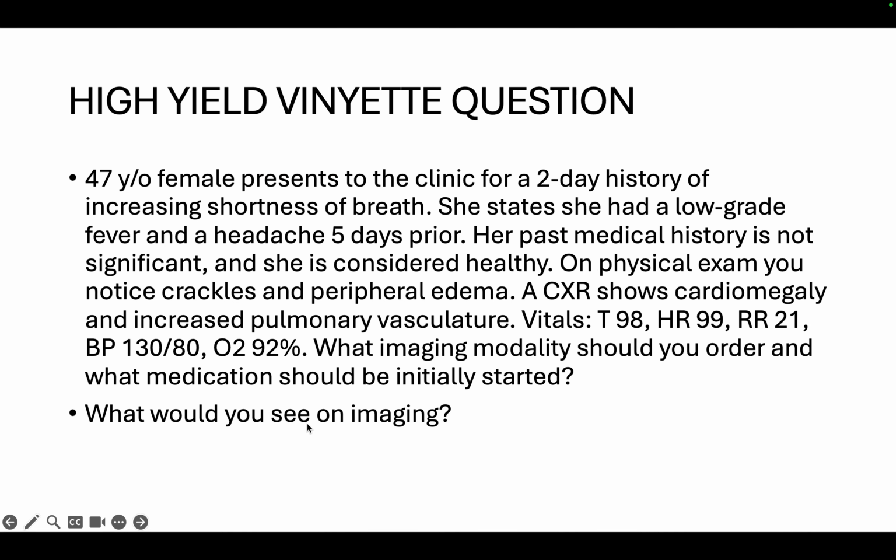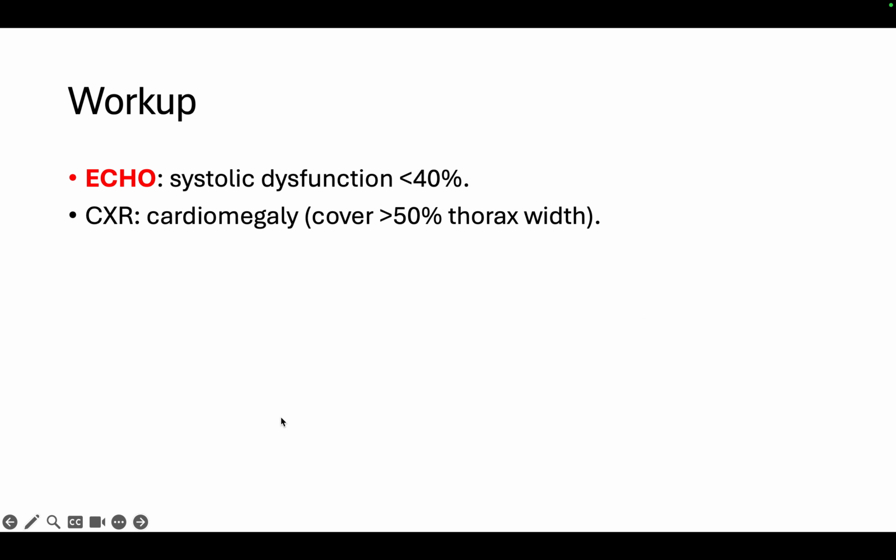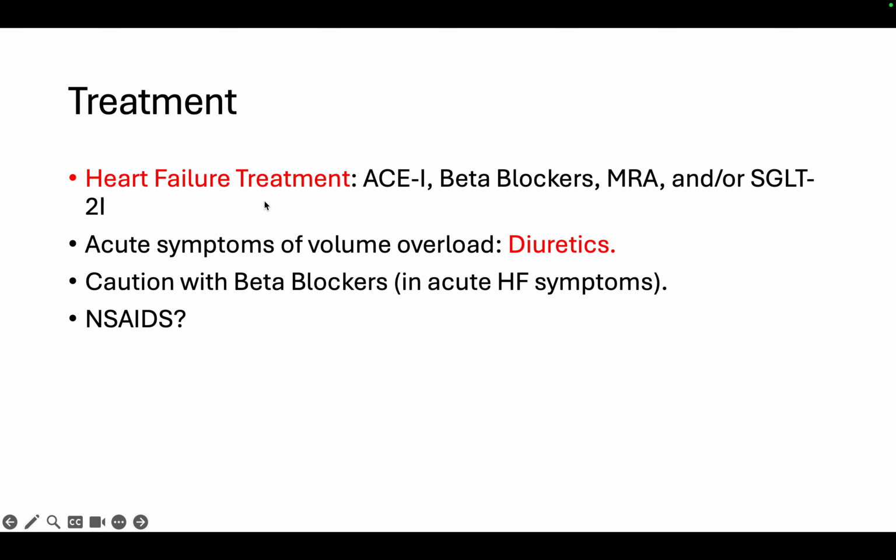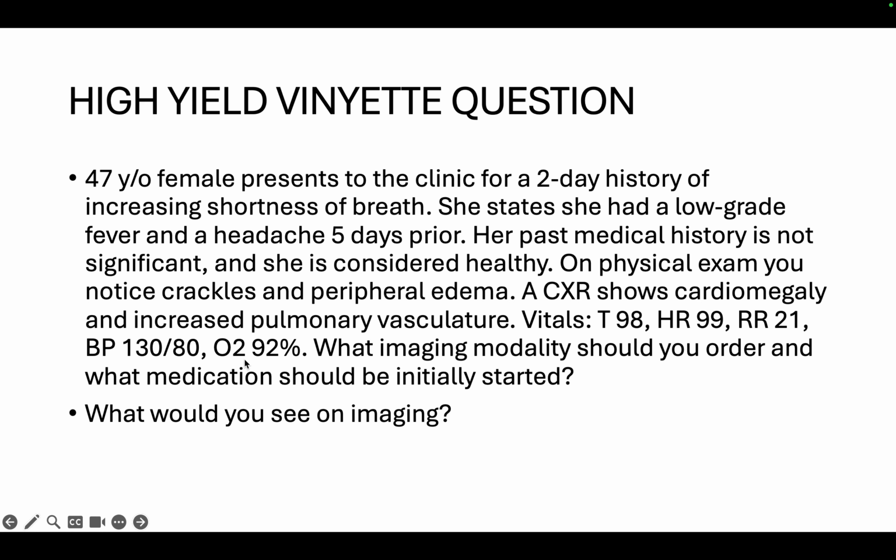What would you see on imaging? So say you got the first question right, the echo. What would you see? Well, you could see a decreased ejection fraction, but you should see, and if a question asks this, you should see a dilated ventricle. And that is how you know that you have dilated cardiomyopathy. Those are all your high yield things that you need to know for dilated cardiomyopathy.